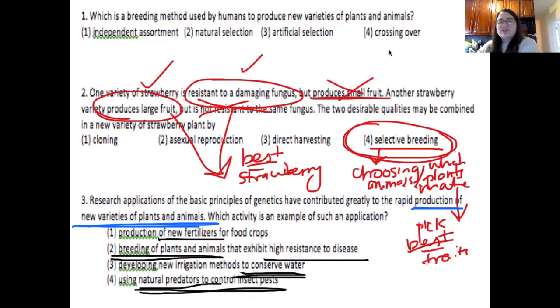Now, if we're controlling pests, we're not exactly creating new varieties of plants and animals. And additionally, we just said that this is an artificial process, which means it's not done naturally. It's not done with natural predators. So the only rational answer here for developing new varieties of plants and animals is going to be number 2, the breeding of plants and animals that exhibit high resistance to disease. Now, number 2, once again, is just another way of saying this is selective breeding.